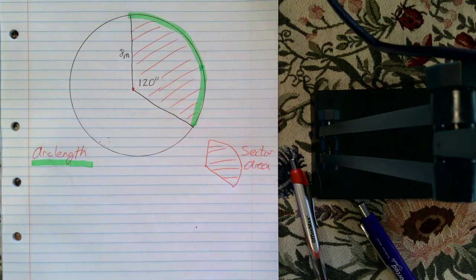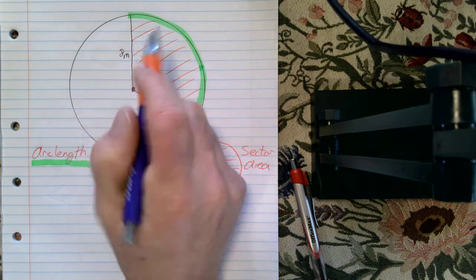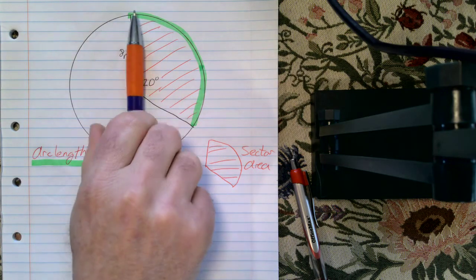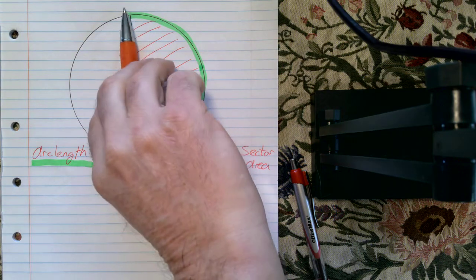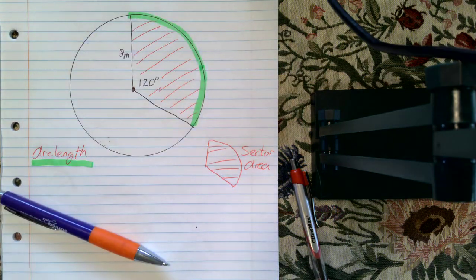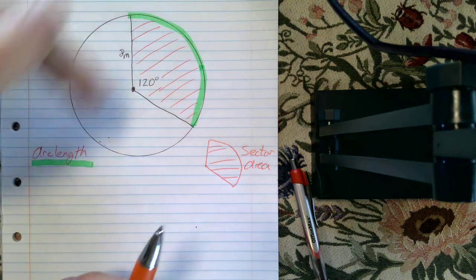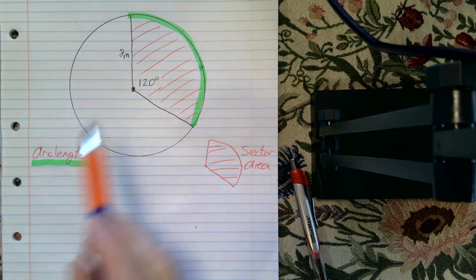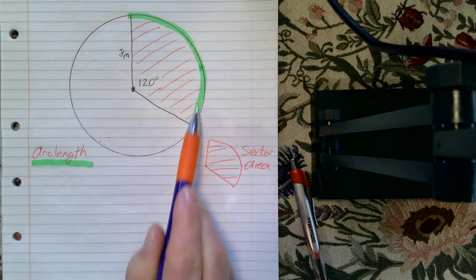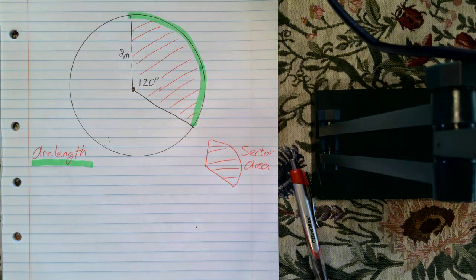Okay, I want to look at sector area and arc length. So if you can imagine maybe a big sprinkler here, and it's got a range of 8 meters, and it's set so it covers 120 degrees. So it doesn't go full circle, it just covers that. So arc length is just a proportion of the circumference. Sector area is a proportion of the area.